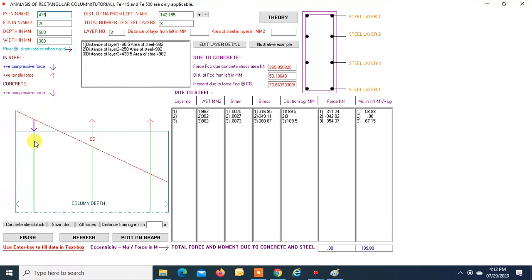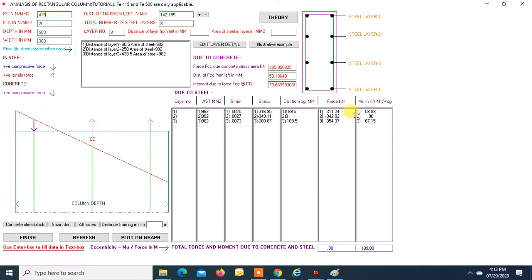Similarly, this force in this steel, that is this force into this distance, gives you a moment, that is equal to 58.98. That is also positive because this is anti-clockwise. Now this force acts on the CG, so it will not give any moment, so it is zero. And this force will give an anti-clockwise moment. Force is known to us, and distance is also known to us, so we get 67.15 kilonewton meter, and this is plus because we are taking anti-clockwise moment as plus, right?